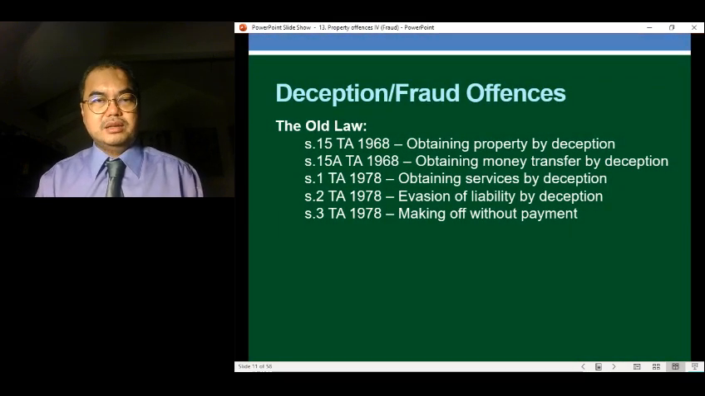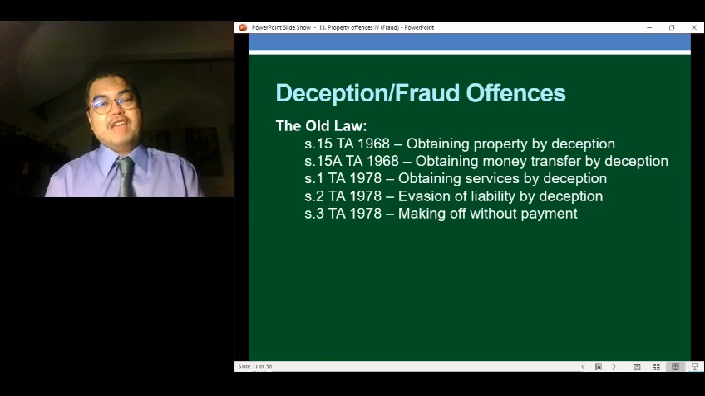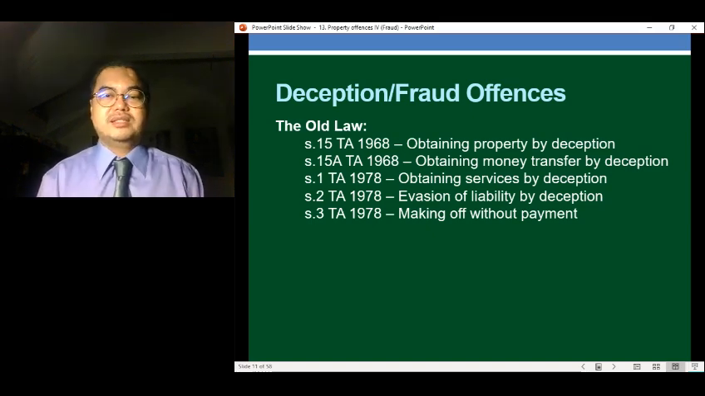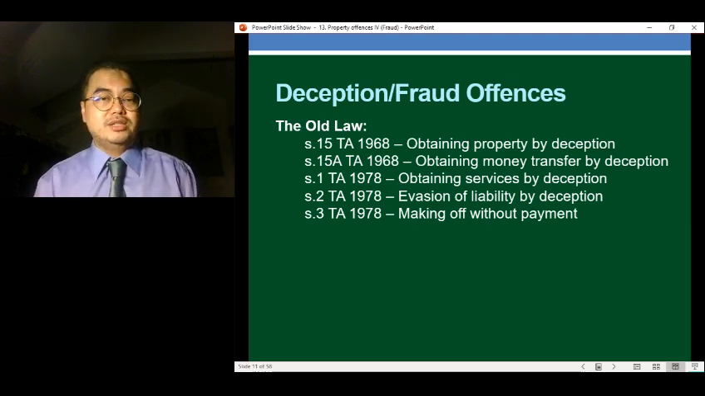So these are the old law. Basically, it is deception. It is deception offenses. These are found in sections 15 and 15A of the Theft Act 1968, where you obtain property by deception or you obtain a money transfer by deception. Now, previously, there was also Section 16.